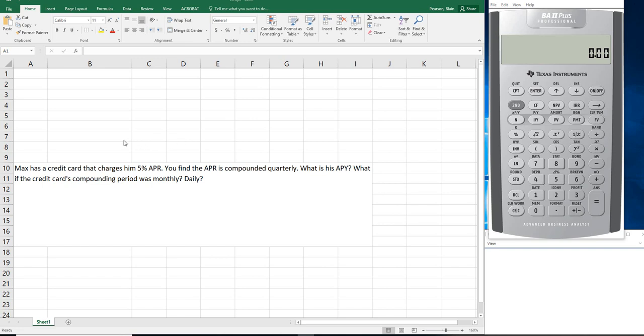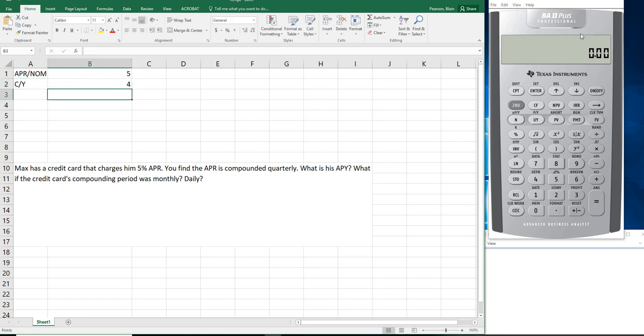Let's take a look at how those concepts apply. Max has a credit card that charges him 5%, and that 5% is APR, or annual percentage rate or nominal rate. You find that the APR is compounded quarterly. What is his annual percentage yield? So we know his APR, or his nominal rate, is 5%. We also know that his compounding frequency is quarterly, which is 4.